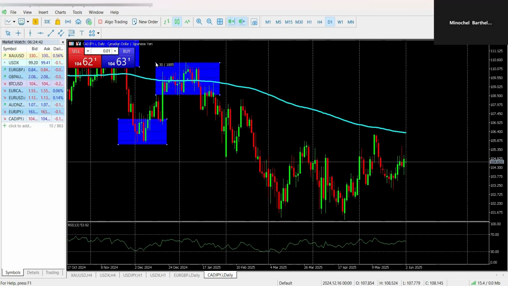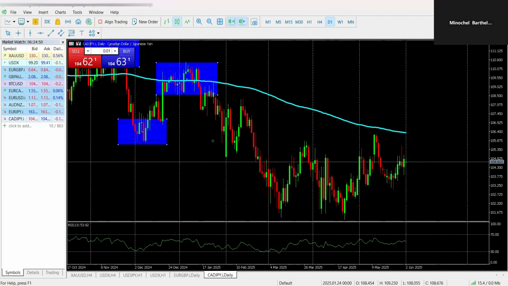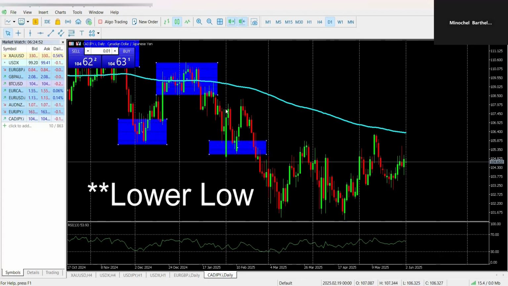Let's say you did win this trade and you realize the market dropped again. Once the market dropped, it is going to give you something lower than the previous low, which is going to be a lower high.